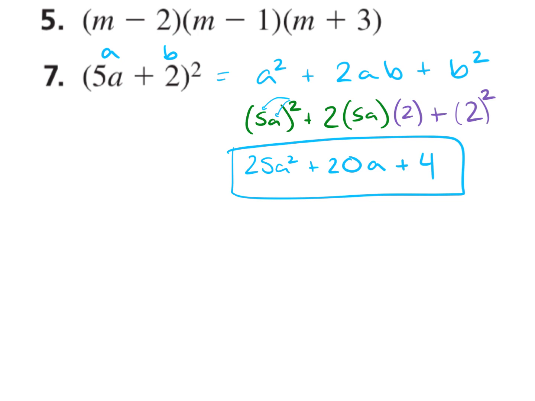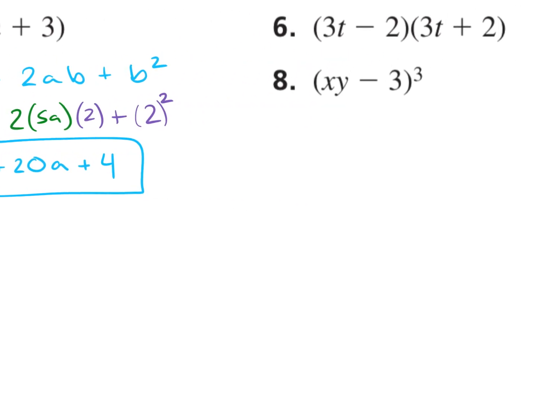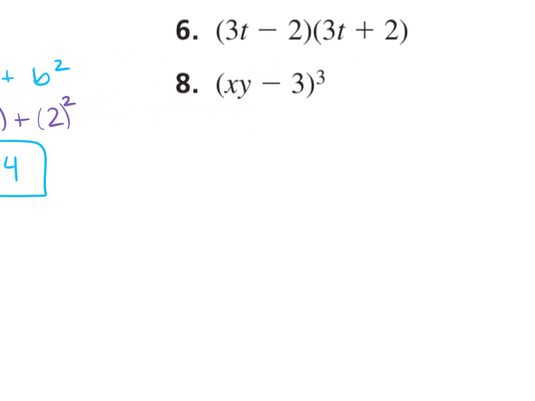Did anybody FOIL it out and get the same answer? Perfect. So foiling it out works too. Just don't forget, write it twice, FOIL it out. All right, for 8, we have xy minus 3 cubed.